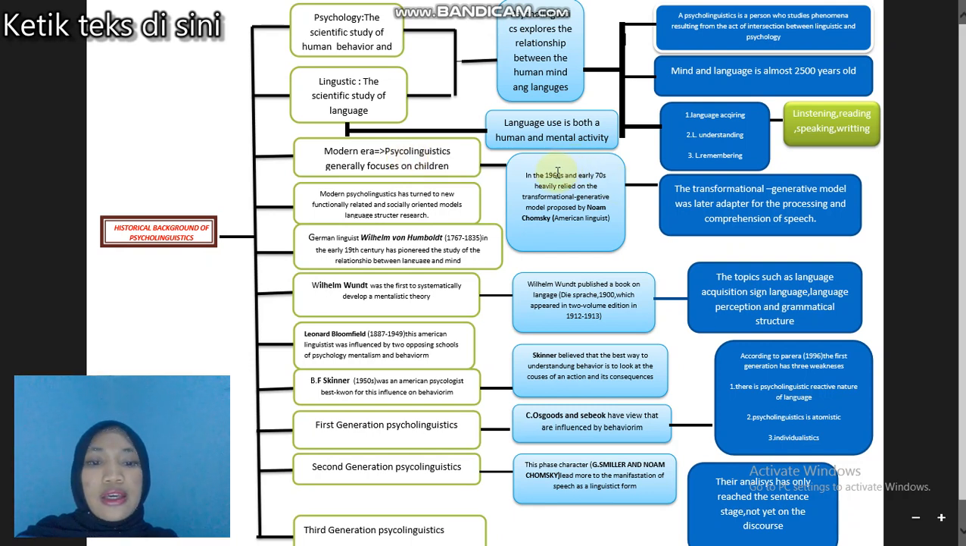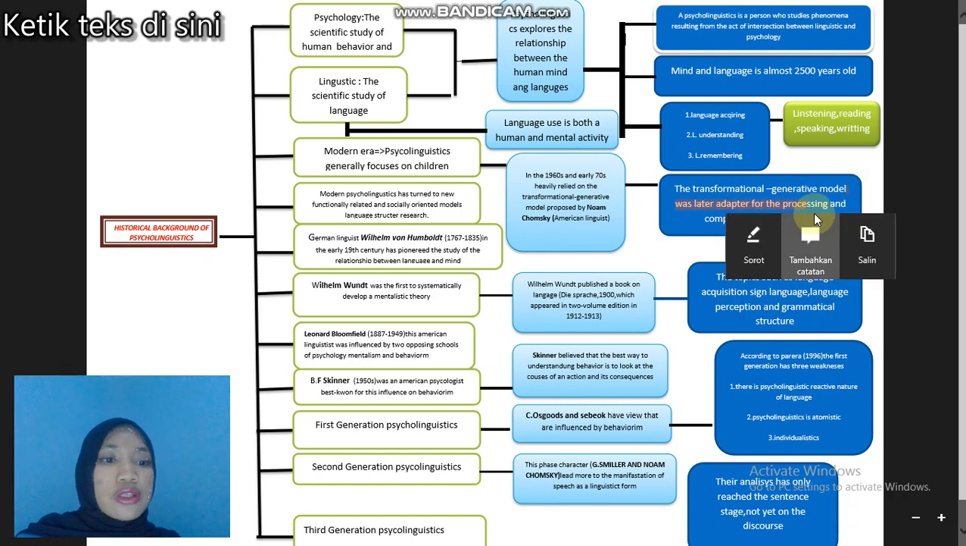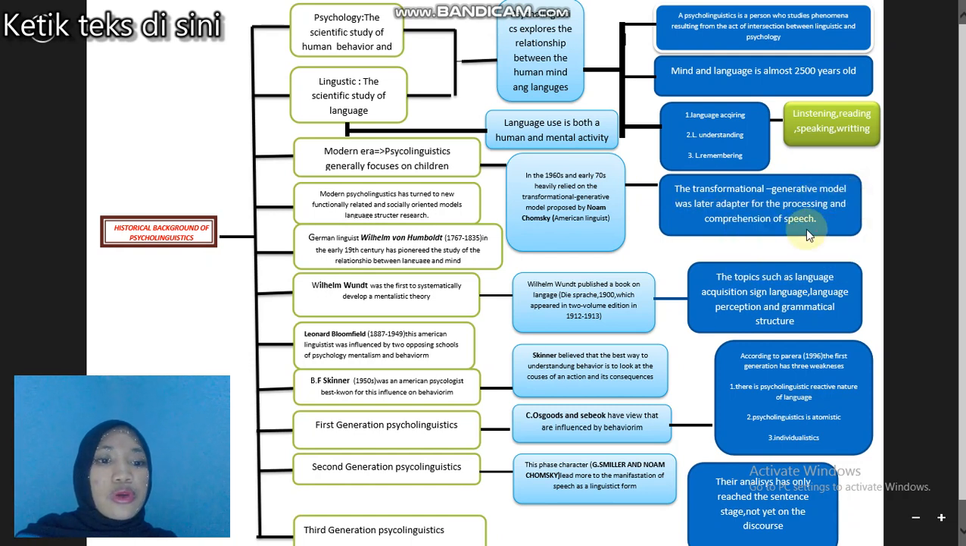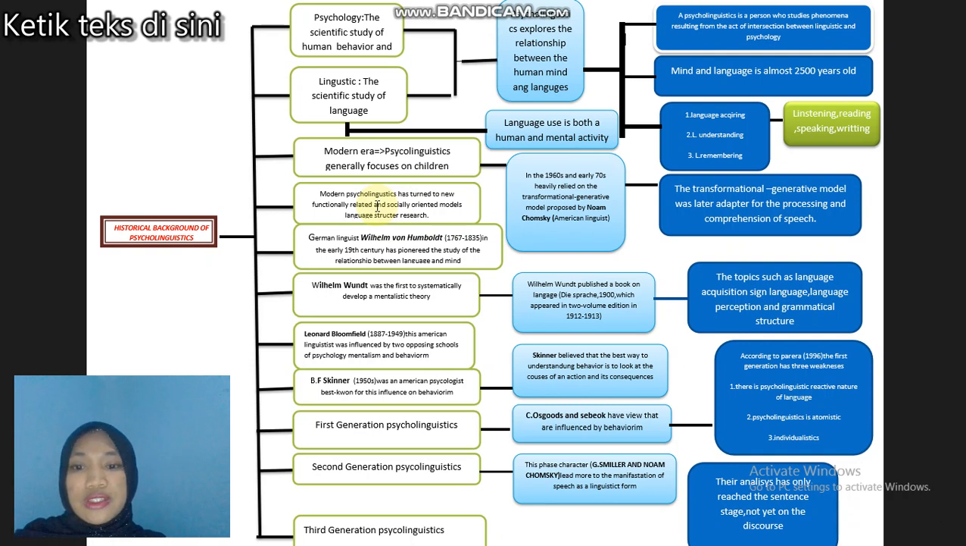In the 1960s and early 70s, it heavily relied on the transformational generative model proposed by Noam Chomsky. The transformational generative model was later adapted for the process and comparison of speech. Modern psycholinguistics has turned to new functionally related and socially oriented models of language structure research.